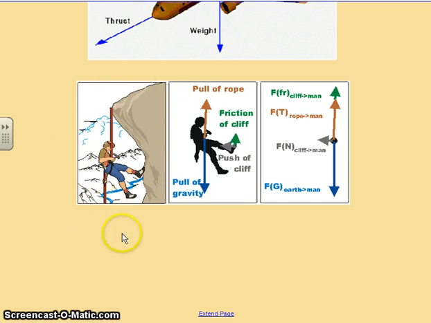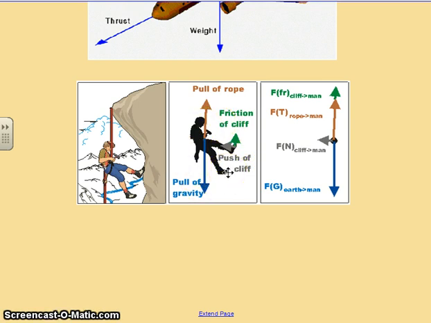This first picture in the series of three is a picture of what's really happening. You can see that a man is rappelling off of a cliff. This second picture is the force diagram. We've removed any of the surroundings and we just have the object that we're looking at the forces for.